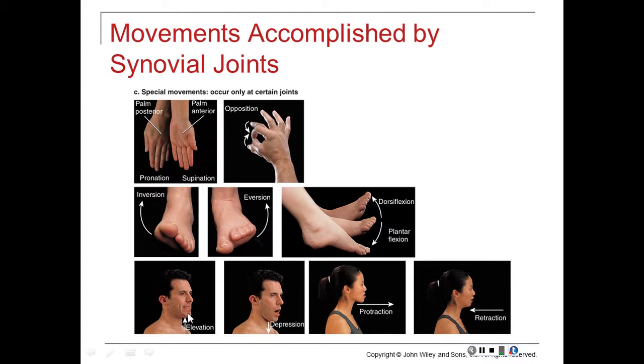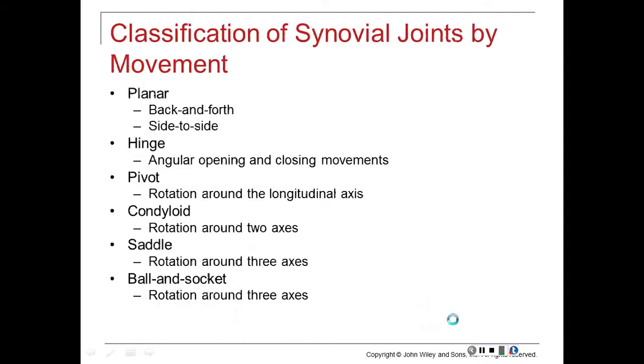Elevation and depression can be related to your mandible, elevating your mandible as you close your mouth, depressing your mandible as you open your mouth. You can also protract and retract your mandible, pushing your jaw forward or pushing your jaw backward, protraction and retraction.